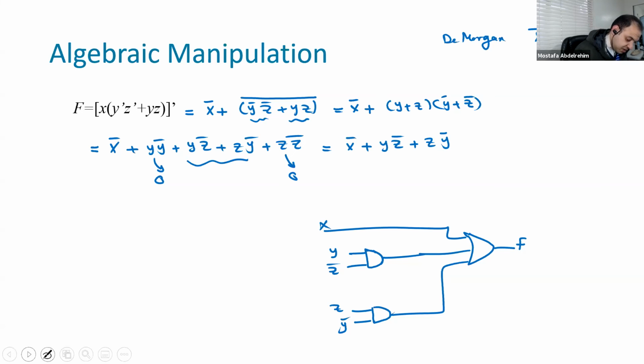So let's see if we have another example. Yeah, we don't have any other. So these are basically very good examples on how to use manipulation to reduce or minimize the circuit. We minimize the circuit to get simpler circuits with fewer gates and fewer inputs per logic gate, so we can reduce the cost and the power consumption of the circuit.